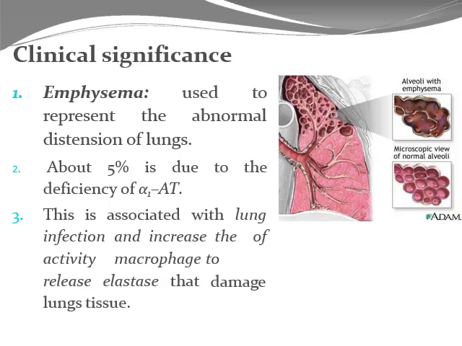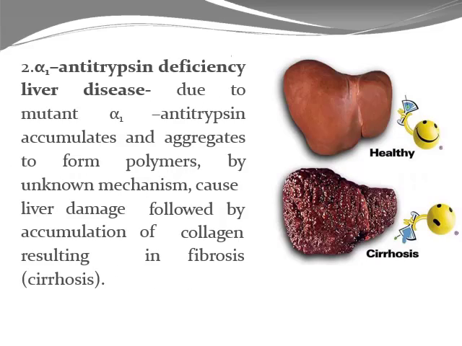So in cases of lung infection or where we have increased activity of macrophages, certain enzymes called elastase can be released and that can damage lung tissues and thereby may affect the level of alpha-1 antitrypsin. The second clinical significance is it can cause problems with the liver. Sometimes these proteins, alpha-1 antitrypsins, can get mutated and can form polymers. This may lead to liver damage, mainly due to accumulation of collagen, and may cause liver fibrosis and liver cirrhosis.